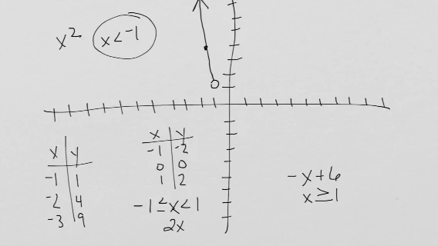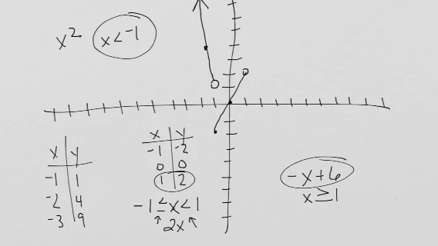I know that I can include my -1 value because there's an equal sign for the inequality, so I will put a dot at -1, -2. I can include the point 0, 0. I'm going to put an open dot at the point 1, 2 because I cannot include that in my solution. Connect my dots. The last interval for which I'm looking is x is greater than or equal to 1.